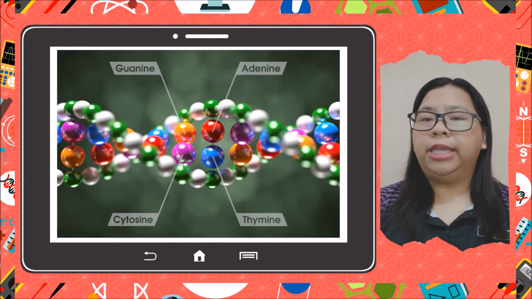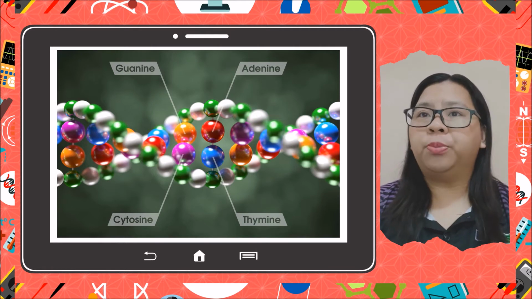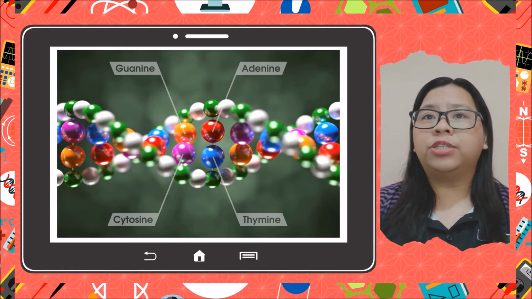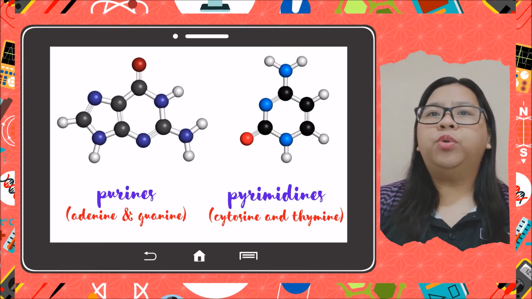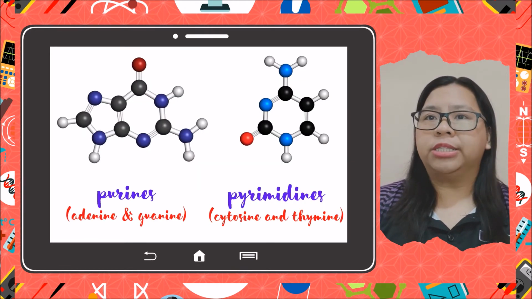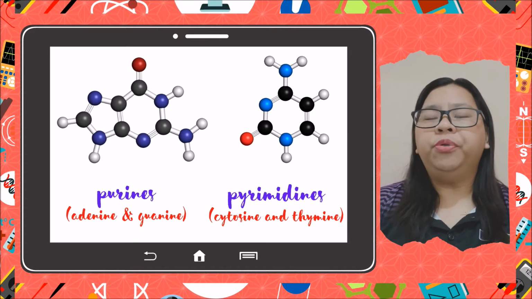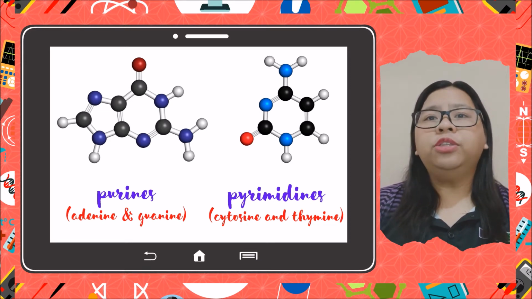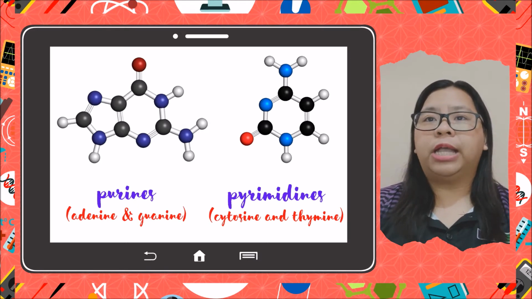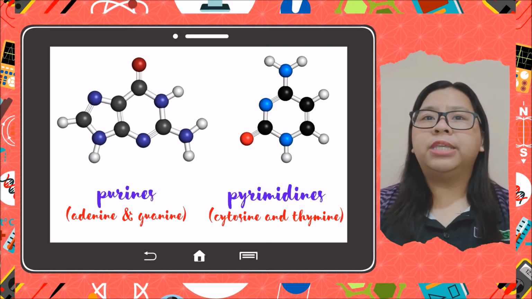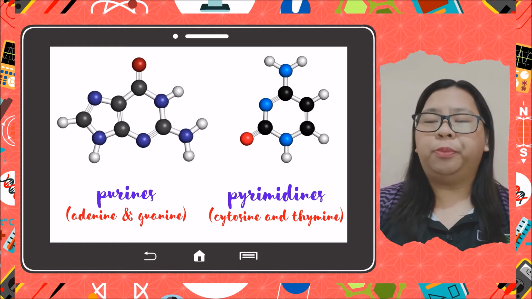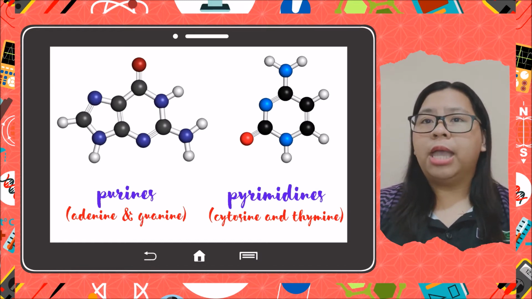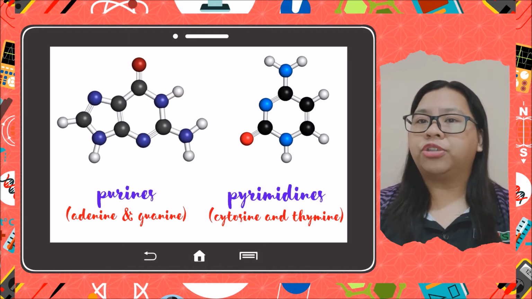Each nucleotide in DNA contains one of four possible nitrogenous bases: adenine, guanine, cytosine, and thymine. Adenine and guanine are classified as purines. The primary structure of a purine consists of two carbon-nitrogen rings. Cytosine and thymine are classified as pyrimidines, which have a single carbon-nitrogen ring as their primary structure. Each of these basic carbon-nitrogen rings has different functional groups attached to it.